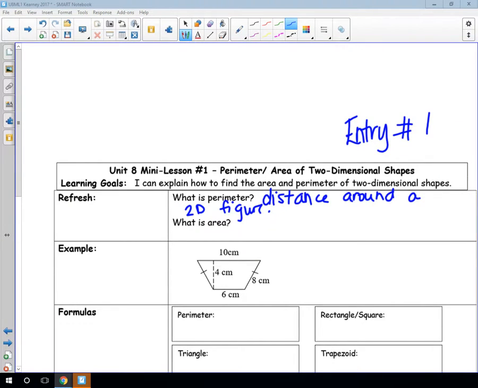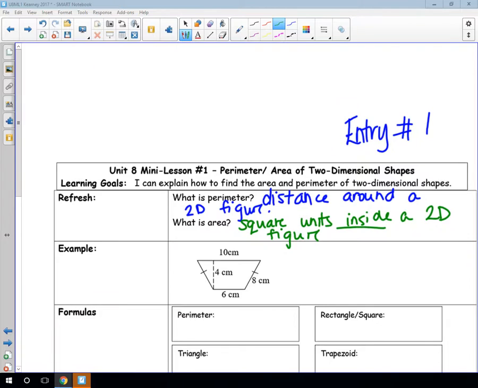Exactly, it's the inside of the figure. So an area is actually measured in square units. So area is the square units inside. So now we're not talking about the outside, we're talking about the inside of a 2D figure.